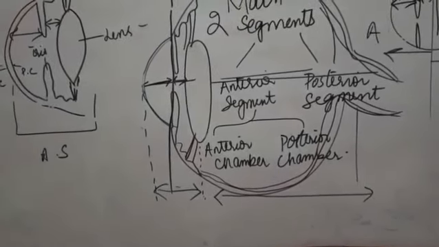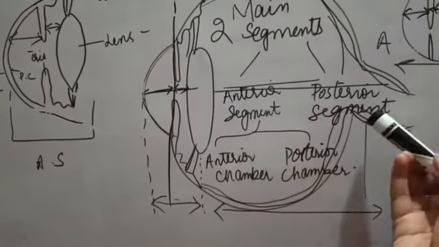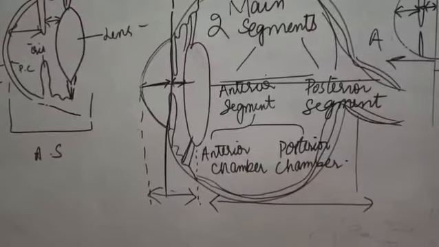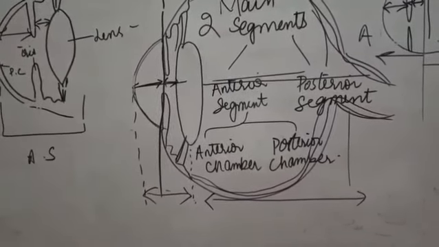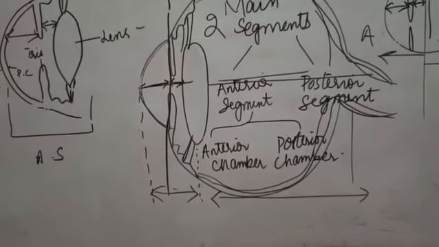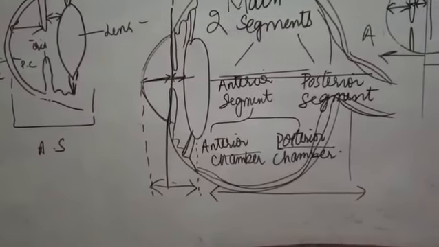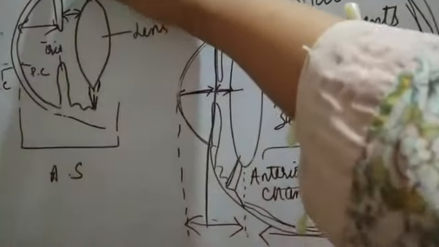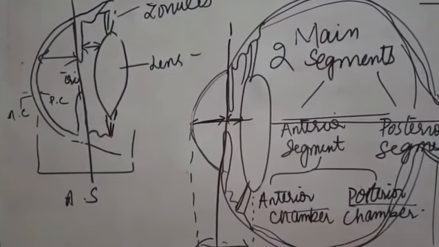I hope you got it. There are two main segments, which are the anterior segment and the posterior segment of the eyeball. The iris divides the anterior segment into two small portions or parts or rooms that we have named the anterior chamber and the posterior chamber.